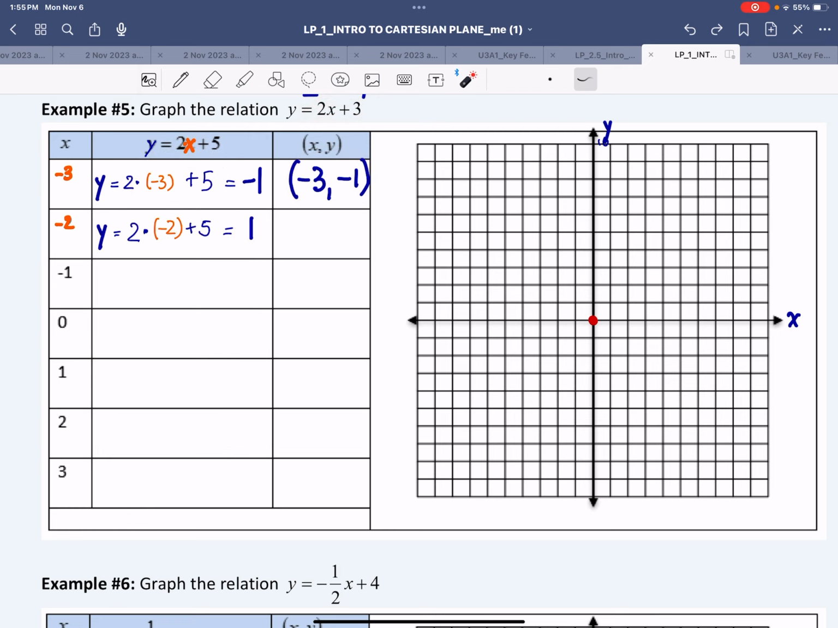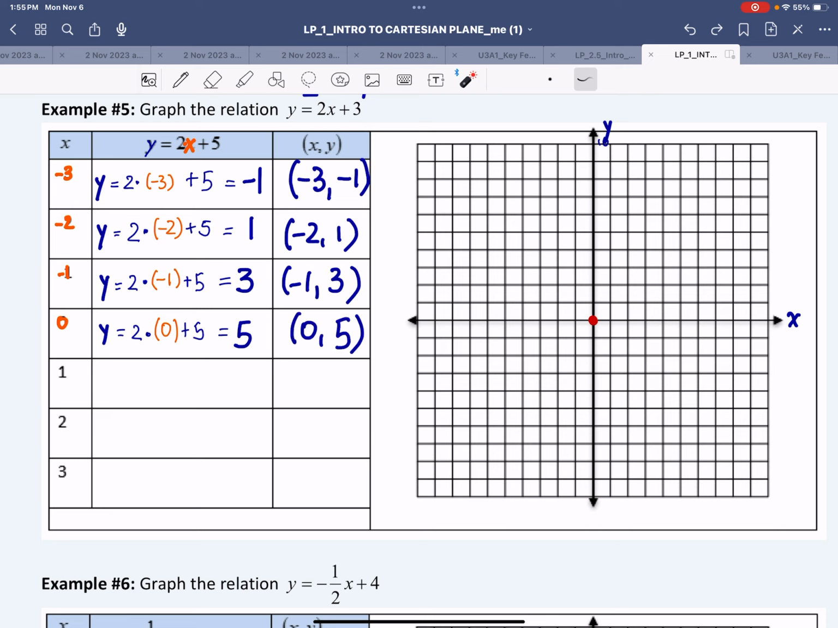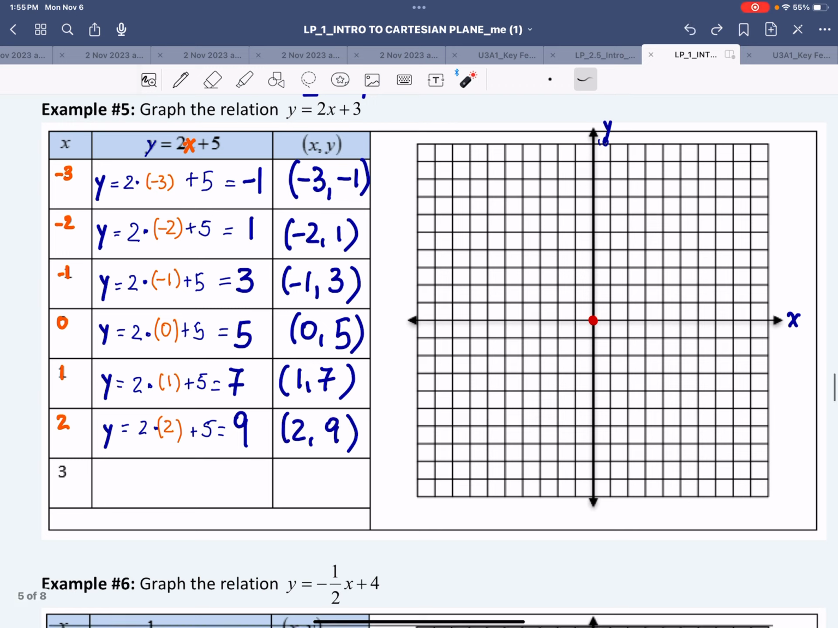We continue the same way for the rest of the points. When x equals negative 2, 2 times negative 2 plus 5 equals 1, so negative 2, 1 is part of the relation. When x equals negative 1, we have negative 1, 3. When x equals 0, y equals 5. When x equals 1, y is 2 times 1 plus 5, which is 7, so 1, 7. When x equals 2, y is 2 times 2 plus 5, which is 9. And x equals 3 gives 2 times 3 plus 5, which is equal to 11.